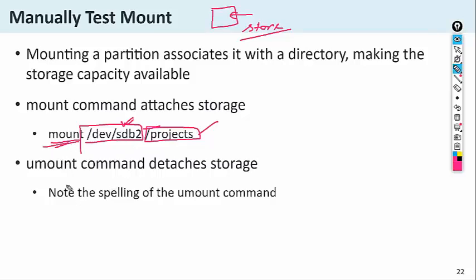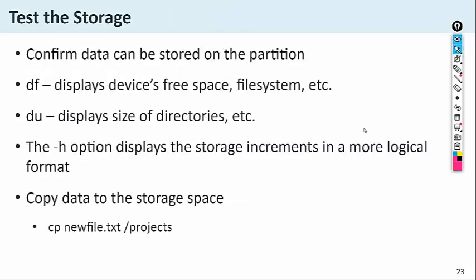So how to mount and how to unmount? You just use the command umount and give the partition name, whatever the partition name is. Provide the partition name and it will be unmounted.